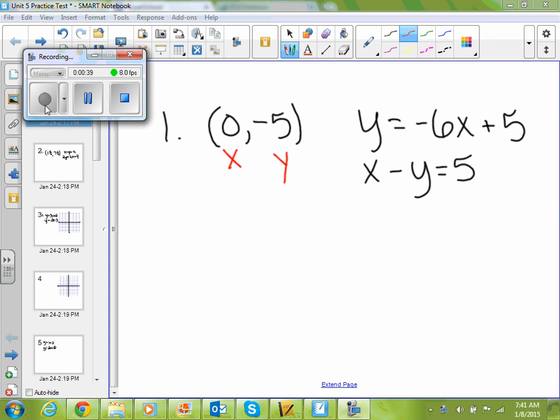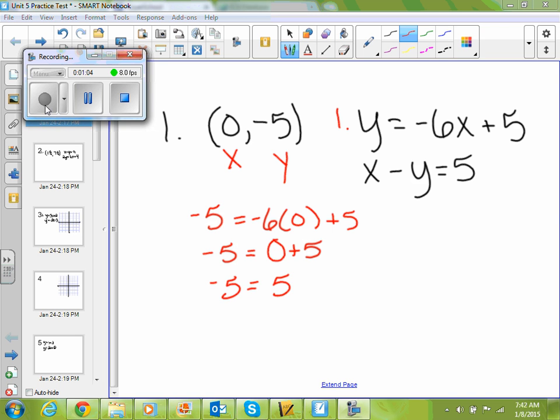So if I start with my first equation and I plug those values in, I get -5 = -6 times 0 + 5. Negative 6 times 0 is 0. So I end up with -5 = 0 + 5. And 0 + 5 is 5. So I get -5 = 5. Is that true? No, obviously not true. So then if that's not true, we say that no, that ordered pair does not satisfy the given system.